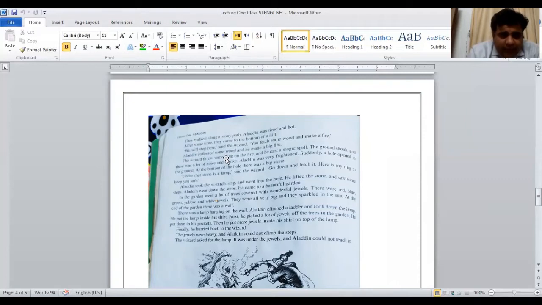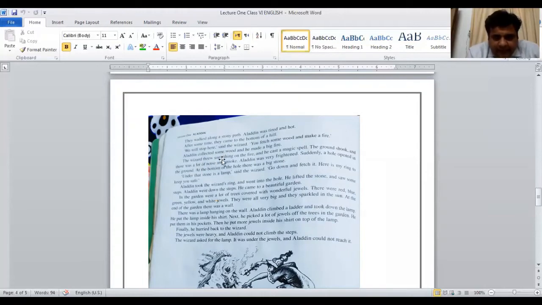We will stop here, said the wizard. Now the wizard said that we have to stop here. You fetch some wood and make a fire. He said to Aladdin to bring some wood, and then we will make a fire.